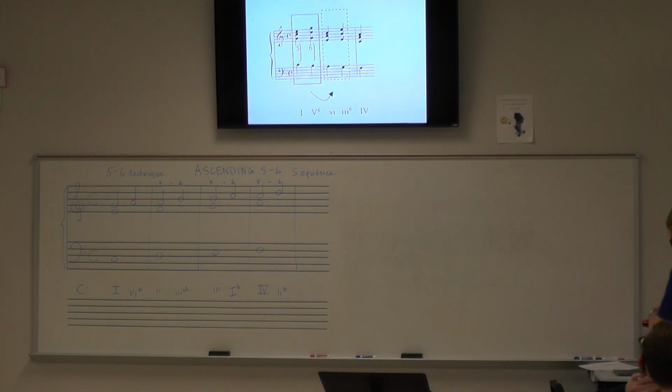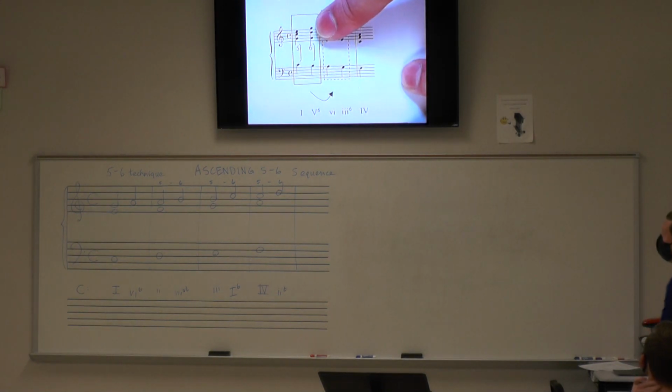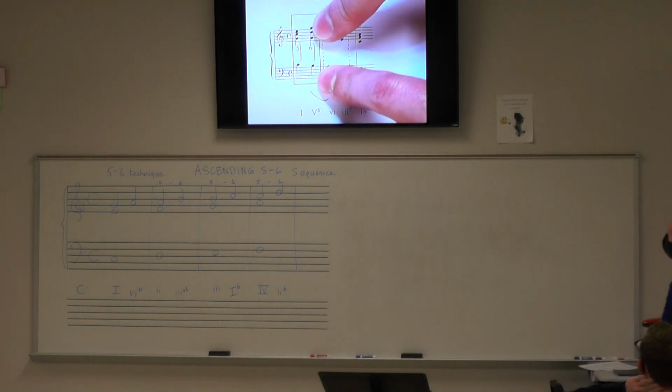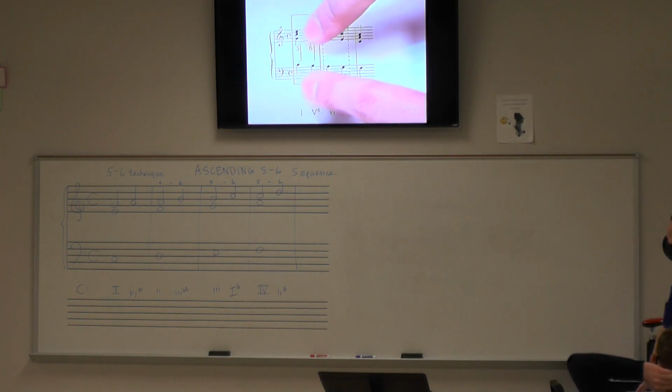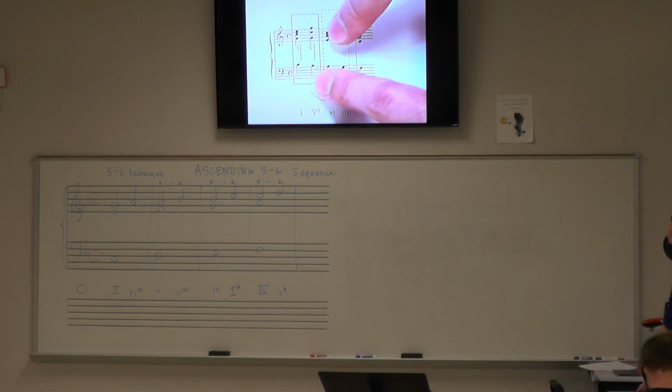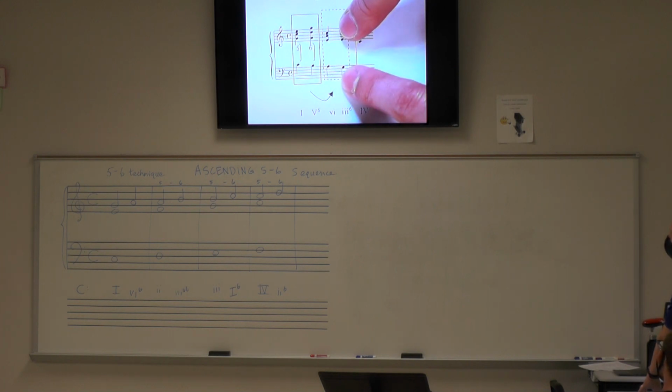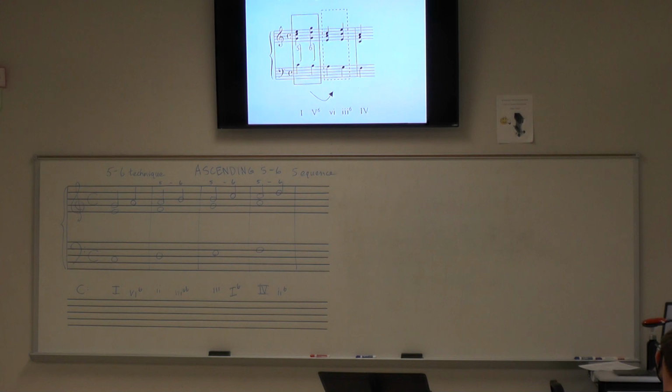So you see the fact that we have 5-6 technique going on in here breaks up parallel fifths and octaves that would otherwise occur. I guess that's kind of the main point. Do you see the intervals of the fifth and the sixth between the bass and the tenor voice in this example? C to G is a fifth, B to G is a sixth. The same thing, bass and tenor, A to E is a fifth, G to E is a sixth, and so on and so forth. It just continues until the sequence ends.